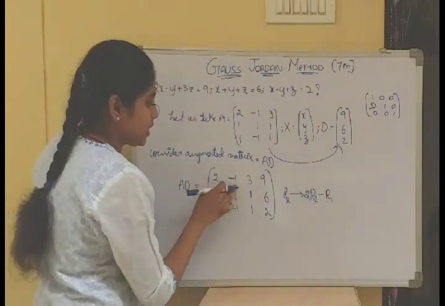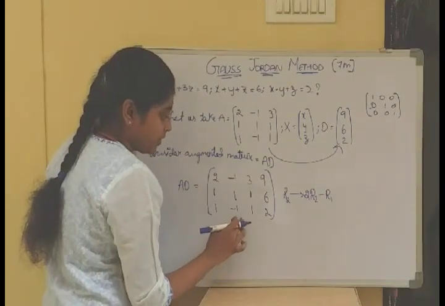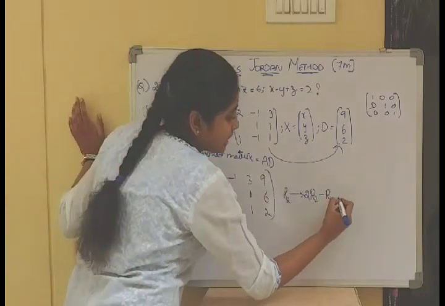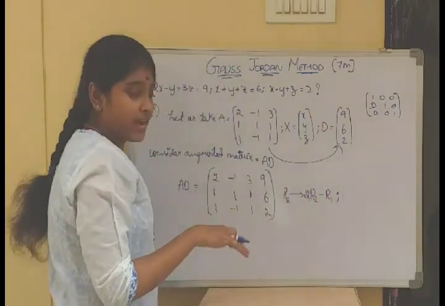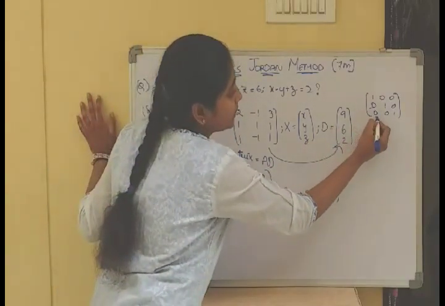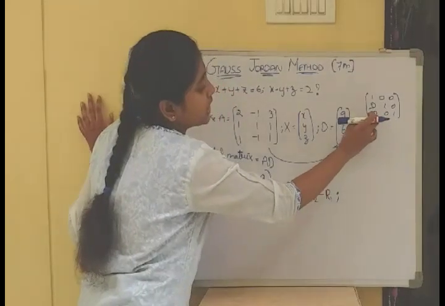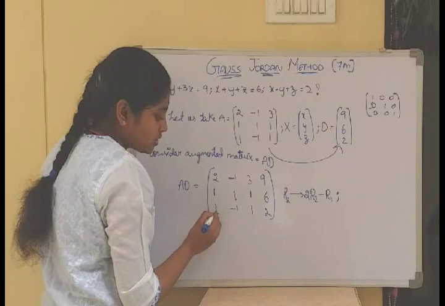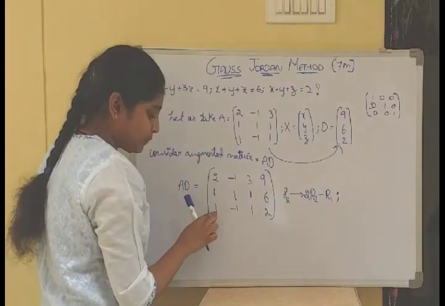Okay, this is the row, this is the column. The horizontal one is the row, the vertical one is the column. And by the way, we will do this also: we will convert the third row's first element also to 0.